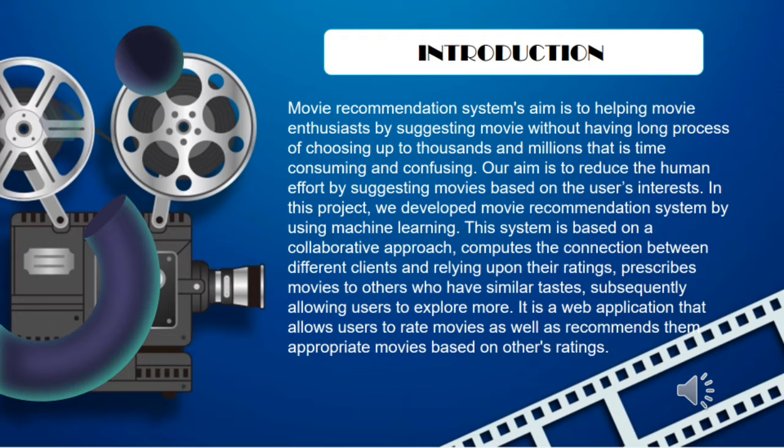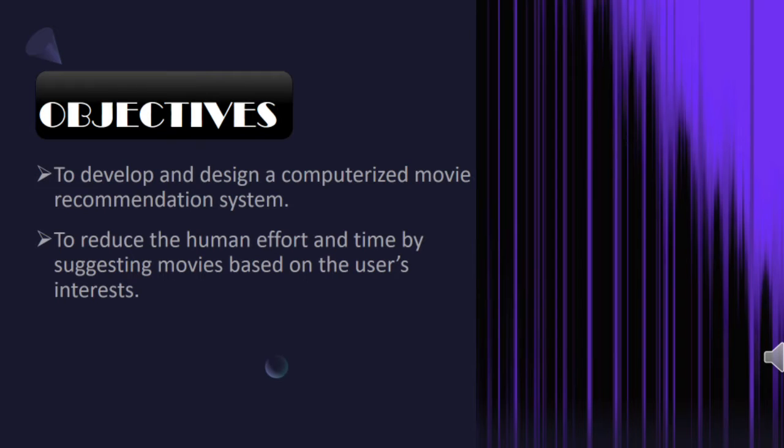Next, objectives. There are two objectives. First, to develop and design a computerized movie recommendation system. And second, to reduce the human effort and time by suggesting movies based on the user's interest.